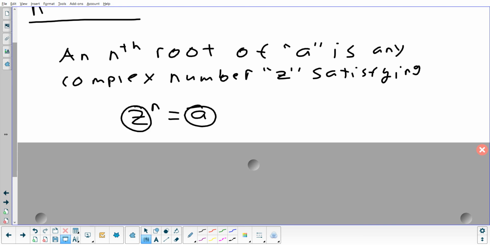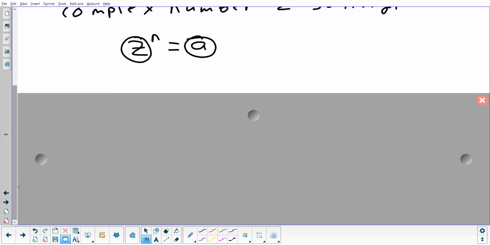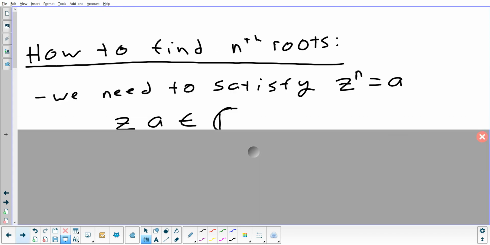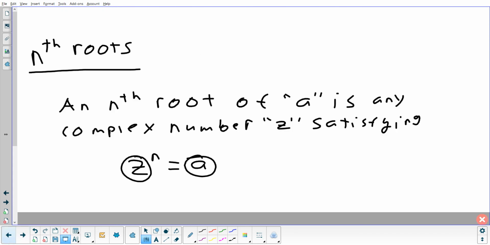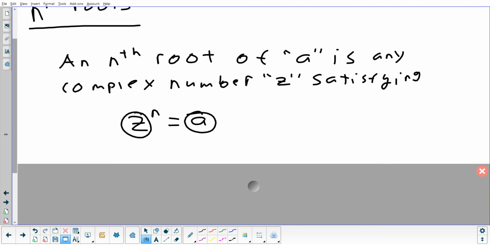Z and A are elements of the complex number system. So Z and A are going to represent complex numbers. The key to being able to take roots of complex numbers is trig form. You have to write it in trig form. If it's in standard form, it's not going to work. It's not really doable. So we're going to do it in trig form.